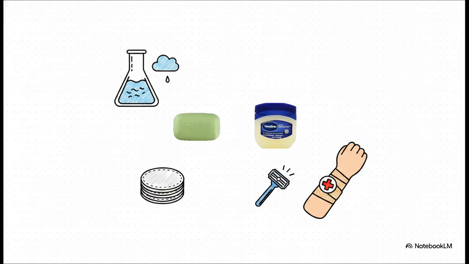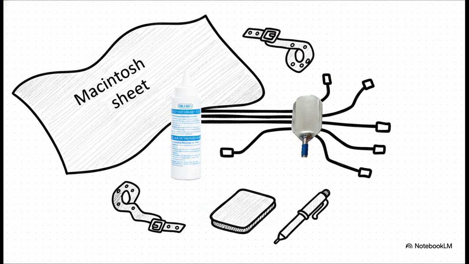Otherwise, the current will concentrate right in that cut and cause a really nasty, painful shock. Now, over on our treatment tray, we've got the core delivery tools. We need a Macintosh sheet to protect the bed, our leads, our straps, plenty of conductive electrotherapy gel, and of course, our specific active electrodes.